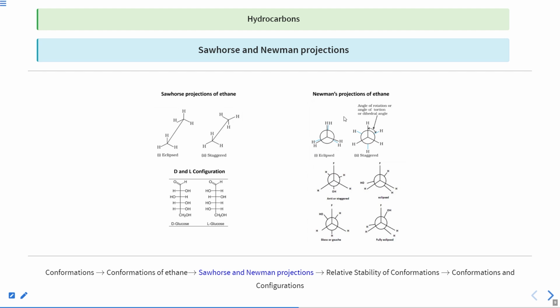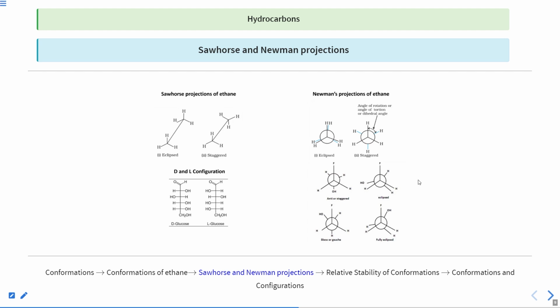So this is the eclipsed one and this is the staggered one. Now in the eclipsed one, although it is shown at a certain angle, it is not so. It is completely hiding this, but to make things visible, it is given in this way. You can see that there is a 0 degree angle. This is called the dihedral angle. The angle between this hydrogen and this hydrogen is 0 degrees in this case, and in this case the angle is 60 degrees. This is called the torsional angle or dihedral angle. So this is the eclipsed one and this is the staggered one. Clear?